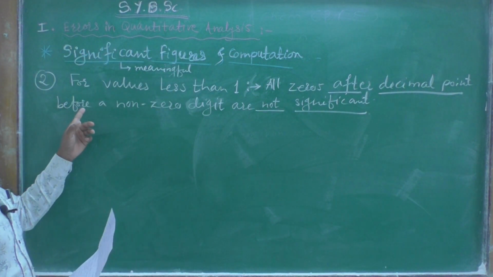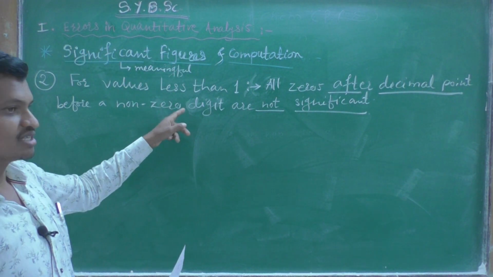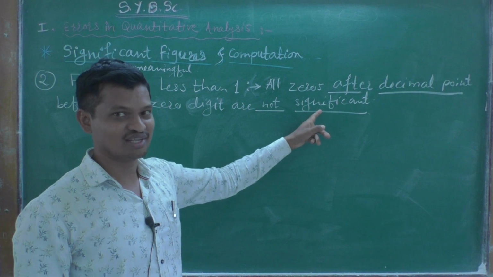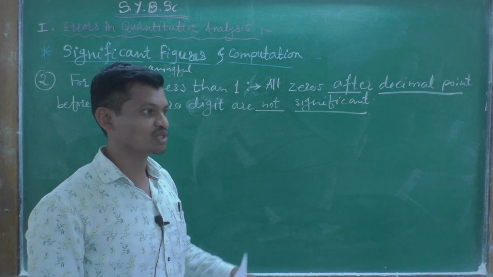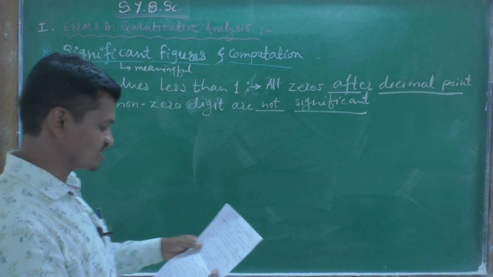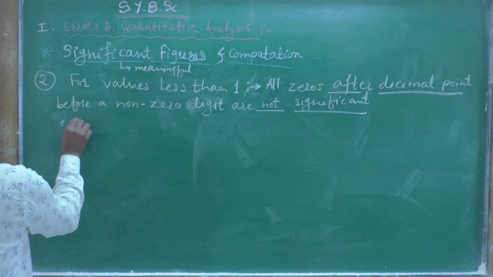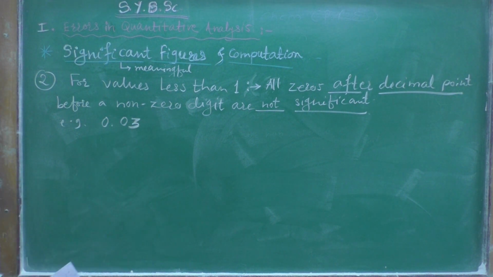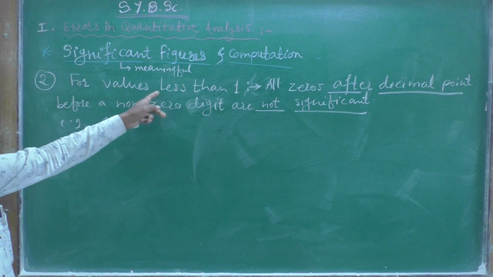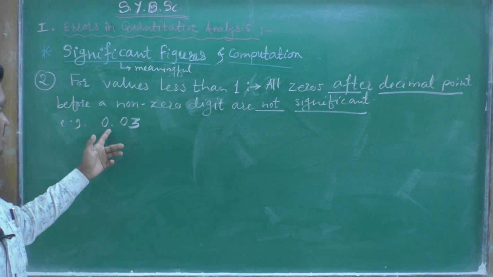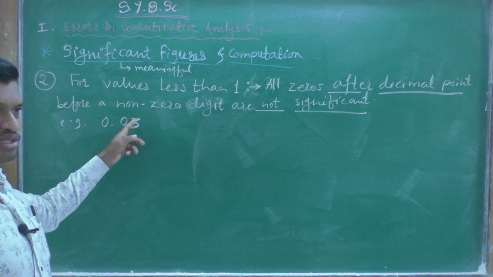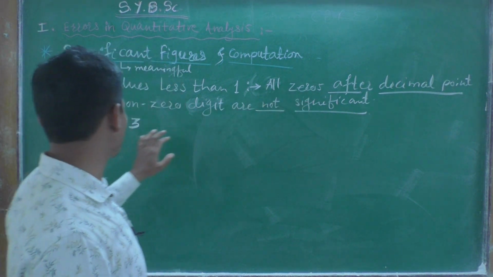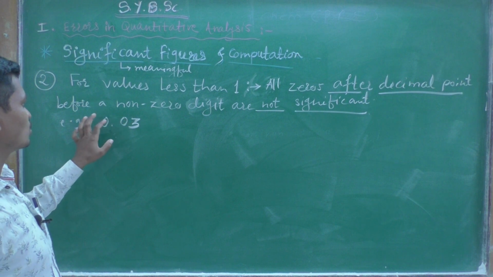But before a non-zero digit, they are not significant numbers. So those zeros are not significant. For example, 0.03. So what is the first condition? For values less than 1. This value is less than 1, yes, because it is 0.03. So the first condition is fulfilled. Then all zeros. So how many zeros are there? 1, 2. Total zeros are 2.